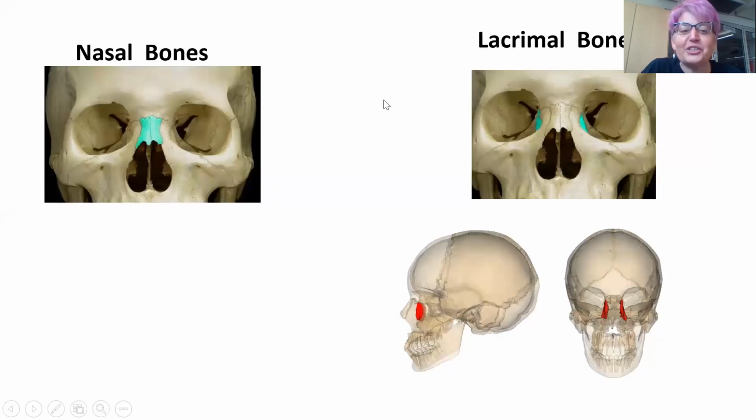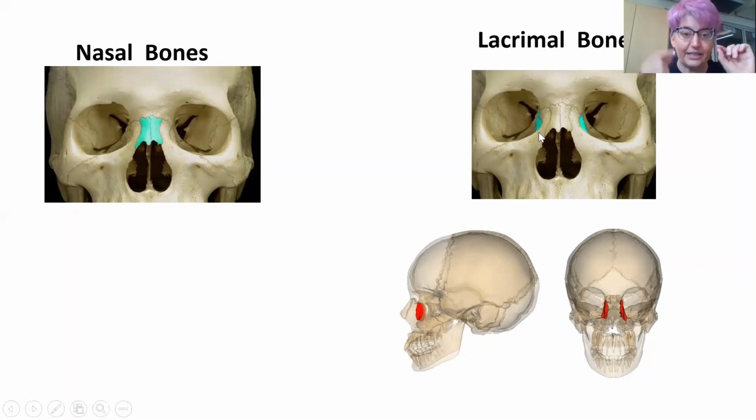The bridge of the nose. We've got the nasal bones here, right on the ridge of the bridge of the nose. And then we've got the frontal process of the maxilla, and then posterior and a little bit lateral, we have the lacrimal bones. And lacrimal has the same root as lagrima in Spanish, which means tears.